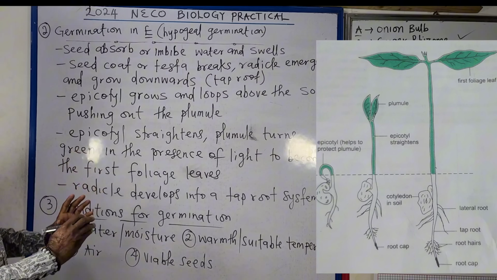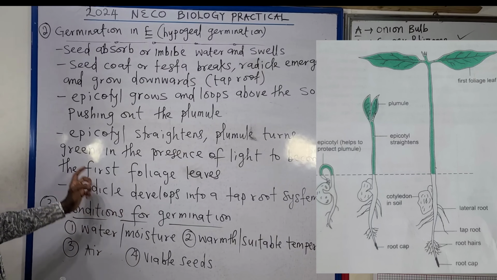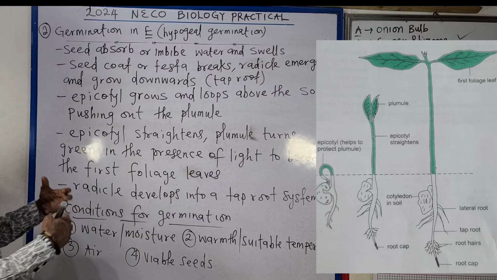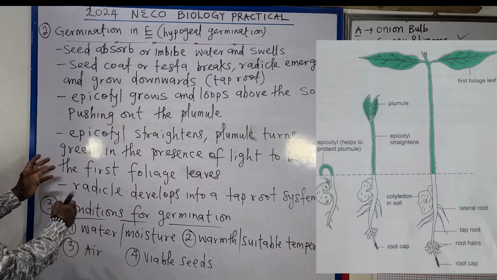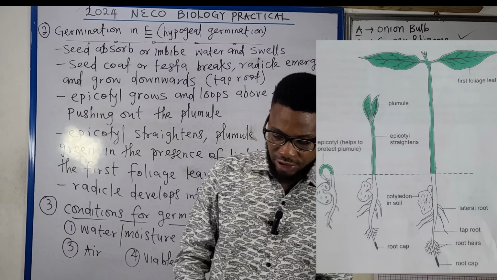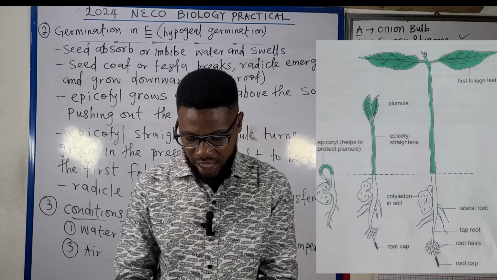The epicotyl will then straighten. The plumule, in this case, as you can see in the diagram on your screen, is going to turn green in the presence of sunlight to photosynthesize, and that's going to form the first foliage leaves. Look at the diagram that you have on your screen. You can see what we mean by the foliage leaf.